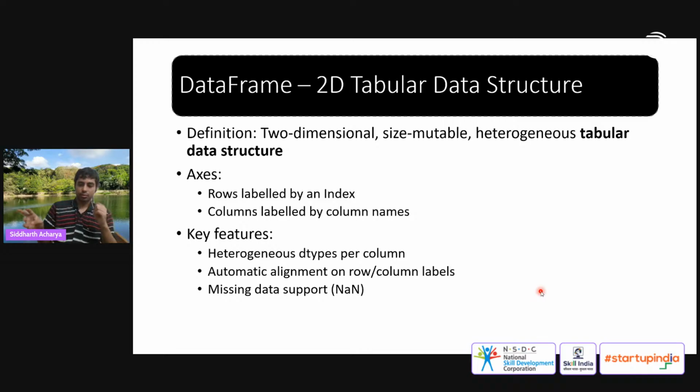It can have column names. It can have row indices. Right. So indices are basically representing rows. So it can have row indices. It can have column names. It can do every operation which you do with Excel and even beyond.